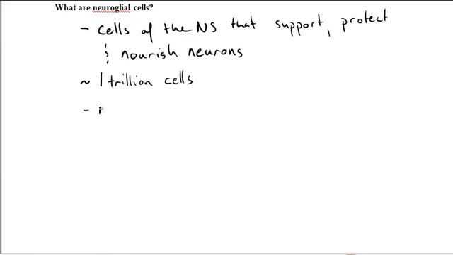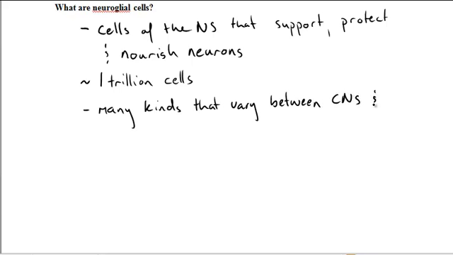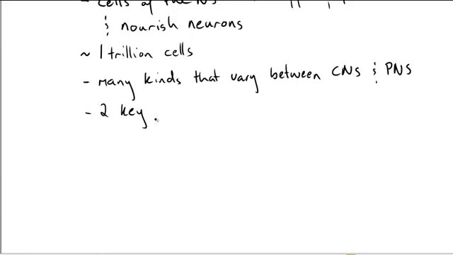There's many different kinds of neuroglial cells, and we're going to focus on only 2 kinds here. These different kinds vary between the central nervous system and the peripheral nervous system. The 2 key kinds we're going to discuss actually have similar functions. They're just found in different parts of the body.